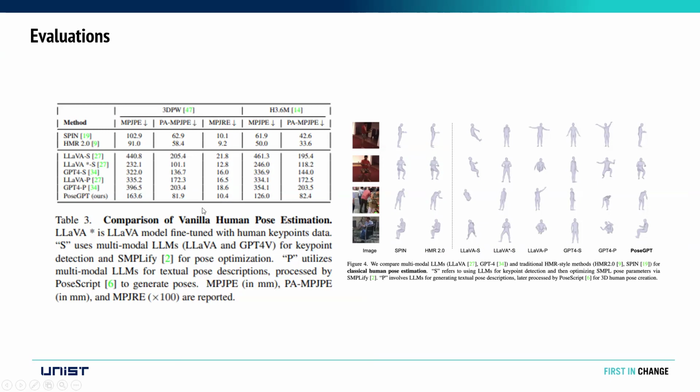So as we can see, PoseGPT allows a large language model to estimate a 3D human pose. But if we compare it to the standard human pose estimation methods, we can see that it cannot provide a good result yet. And this is the demo of using PoseGPT to generate a 3D human pose from an input image. It can provide a 3D human pose as the result.